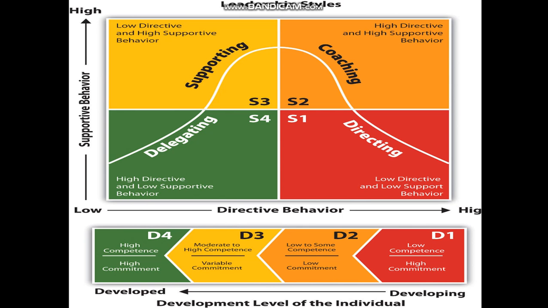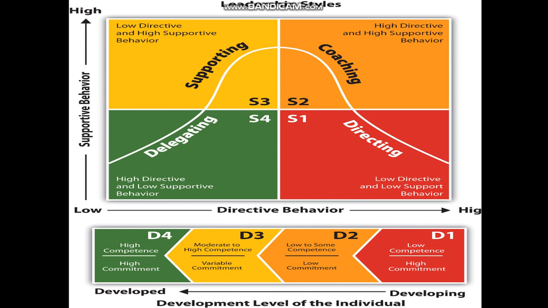Then S2 coaching leadership style. Here the subordinates have moderate maturity. They have high willingness to do the work and a lack of ability. This type of subordinates need high directive and high supportive behavior. That is, give high task and maintain high relationship.